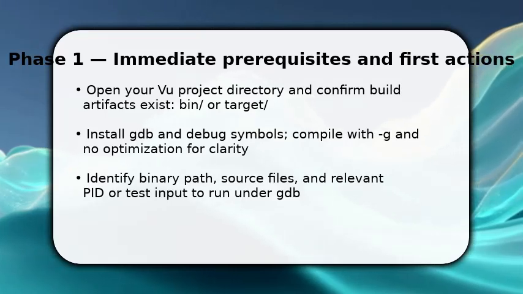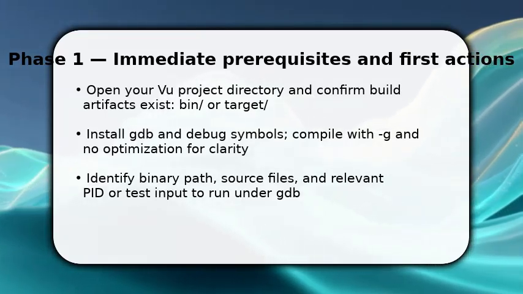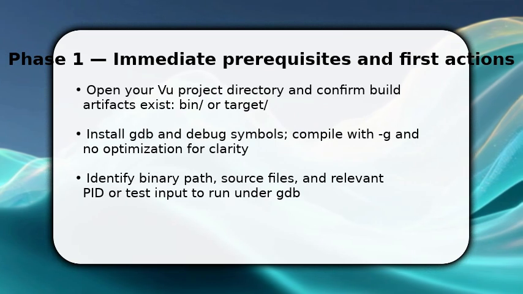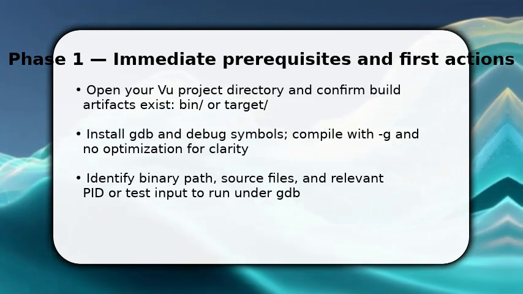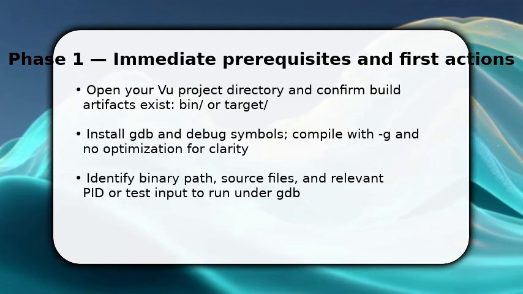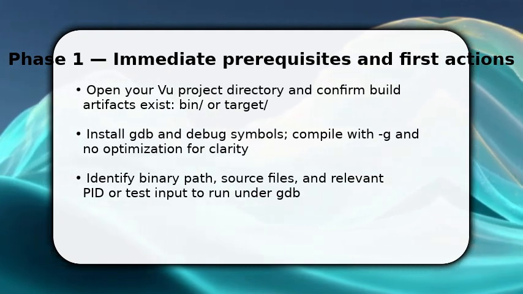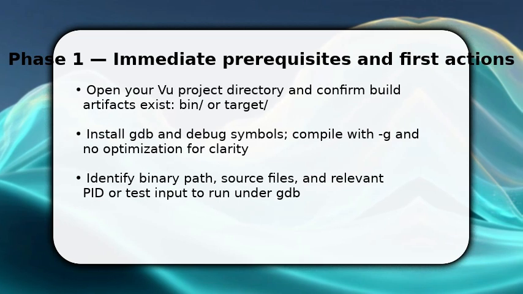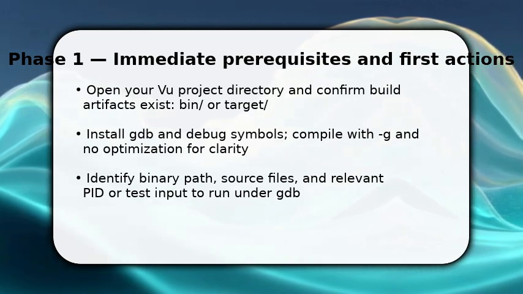You start inside the VU project root, open a terminal, and make sure the binary and sources are ready. Compile with G++ and disable optimization so symbols map to source. This makes breakpoints reliable. Once done, locate the executable path and any runtime arguments you'll need.